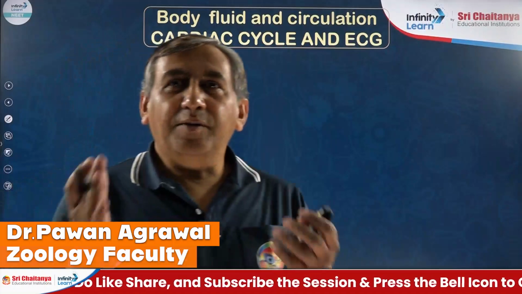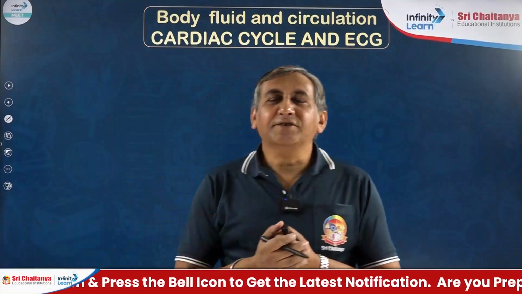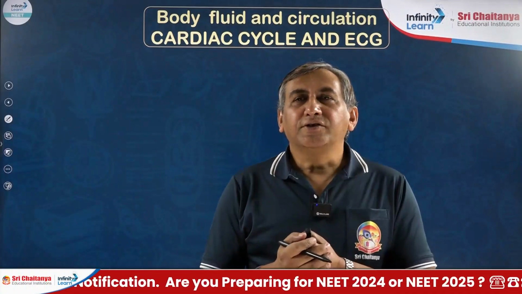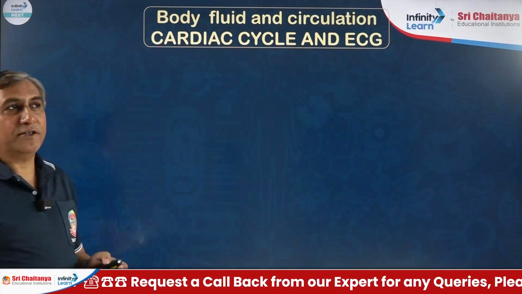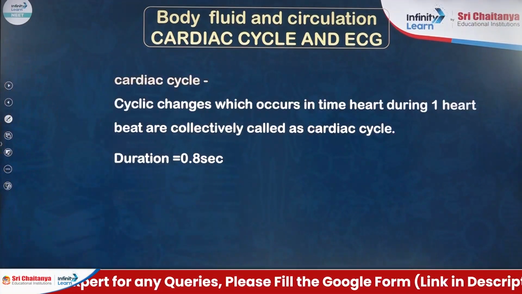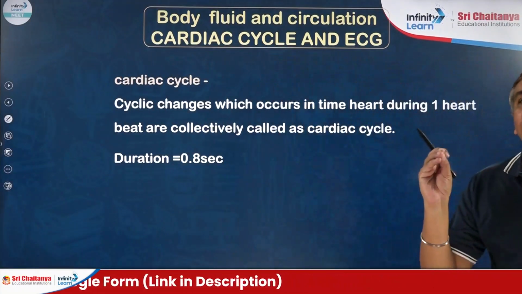In the last class, what did we complete? Anyone will say? We completed the structure of the heart and we discussed a few questions related to the sequence of WBCs, ascending order, descending order. Today we are going to discuss one very interesting topic in continuation, that is the cardiac cycle and ECG. So first of all, what is the cardiac cycle?